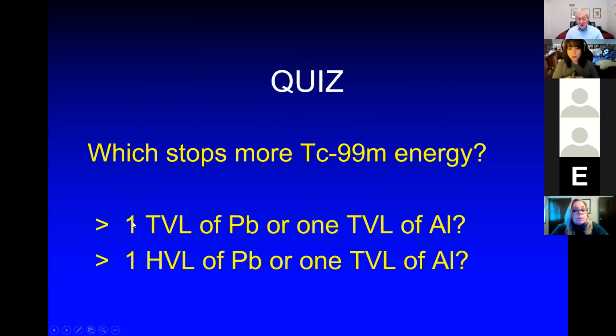Remember, once you know this number, you don't care what it's made out of. It's unimportant. A TVL is a TVL. Doesn't matter if it's lead, aluminum, wood, feathers, it does not matter. But here, a TVL of anything will stop more than an HVL of anything, because this is knocking it down from 100% to 10. This is knocking it down from 100% to 50. So in this case, a TVL of anything will stop more than an HVL of anything else.